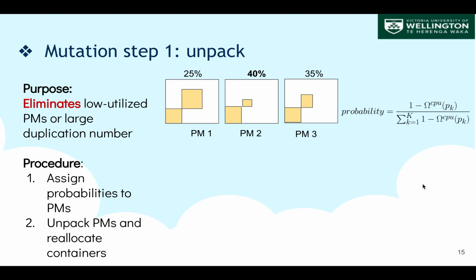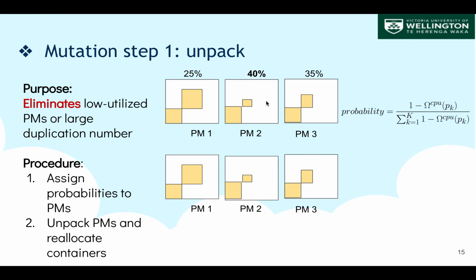For the mutation operator, the first step is called unpack. So we unpack the physical machines with low utilized resources or a large replication number. We first assign a probability to that. The higher the utilization, the lower the chance to be unpacked. So we can see that PM2 has a 40% chance to be unpacked, and then we basically release all the containers from this PM and reallocate them with rearrangement.